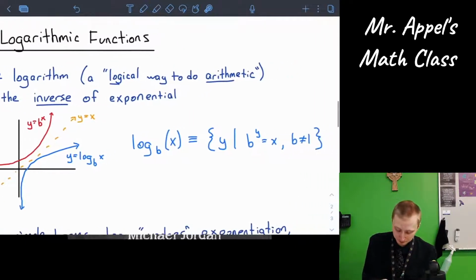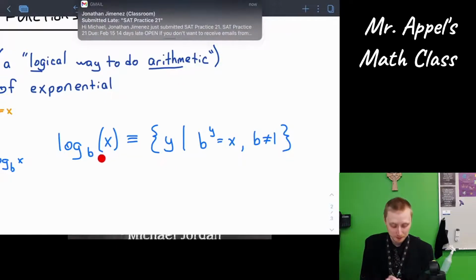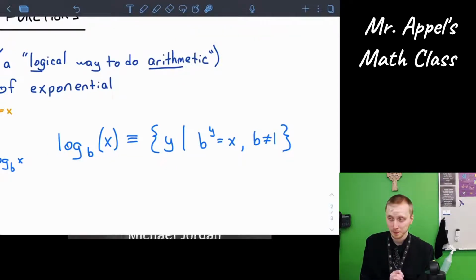Strictly speaking, in a formal manner, the log function, log with base b of x, is defined as the value y such that b to the y equals x, so long as b is not equal to 1. Notice we still have in our exponential form b to the y equals x. B is our base. And in log, b is the same base. So you're always, always, always matching bases.